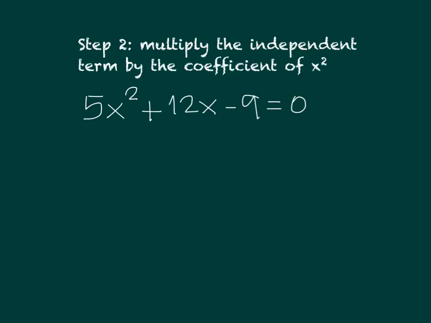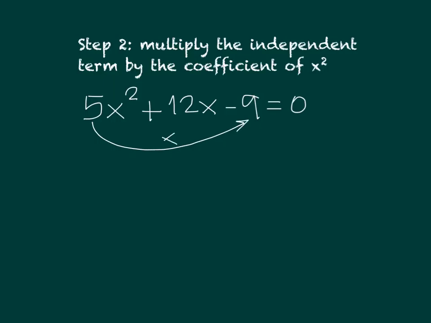There is more than one method to factor out this type of expression. I'm going to teach you the one that for me is the best one, because it doesn't matter what the exact coefficient of x squared is, you can do it in 2 steps. So the first step is to multiply the independent term by the coefficient of x squared. So you are going to multiply 5 times negative 9, okay?